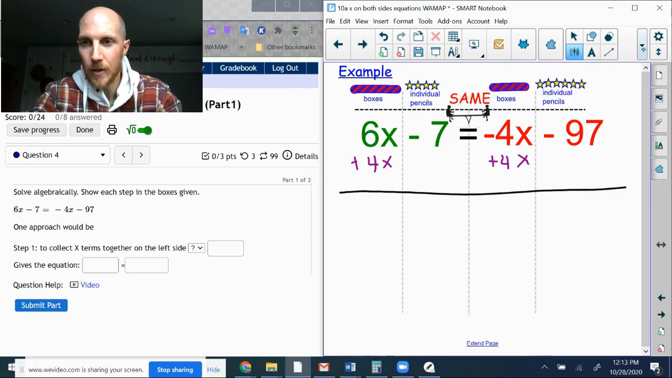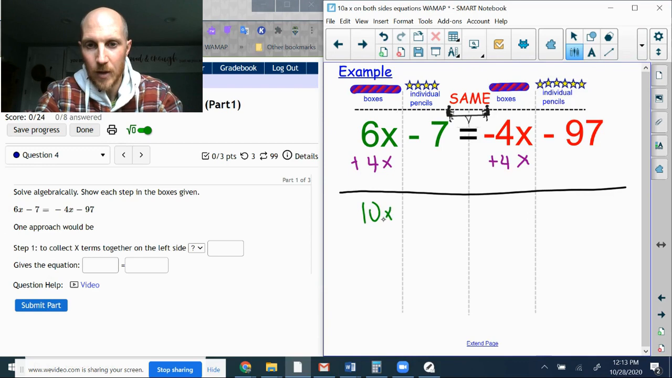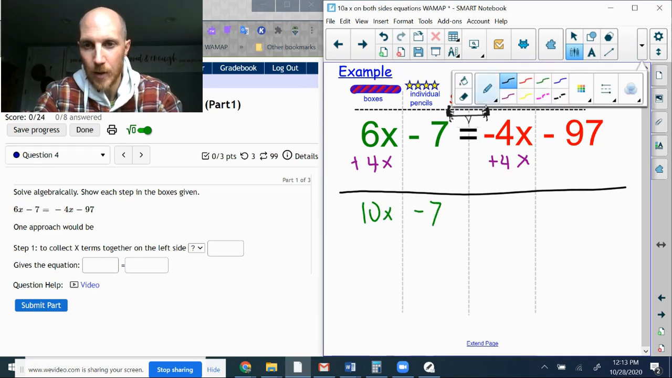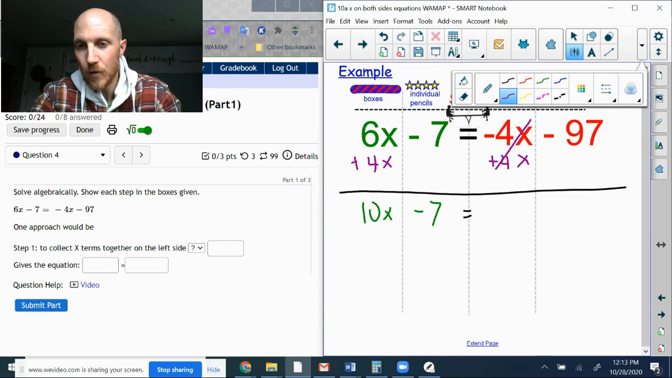All right, what's my next line going to look like? So I'm going to work down each column. 6x plus 4x is going to give me 10x. This minus 7 has not changed, so I'll just write that onto my next line. The equal sign comes straight down. And in the x column on the red side, I had negative 4x, but I added 4x. Those cancel, they add to 0. I'm just going to leave it blank. Zeros are more confusing than helpful.